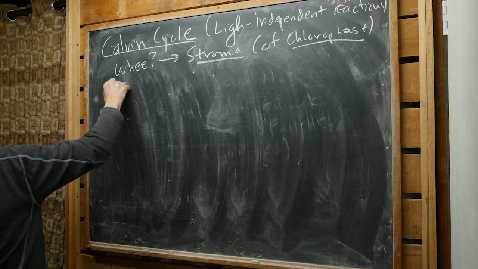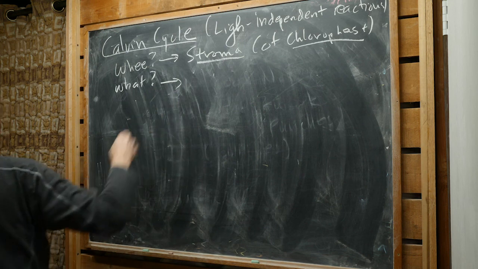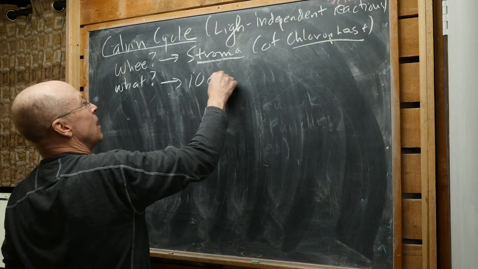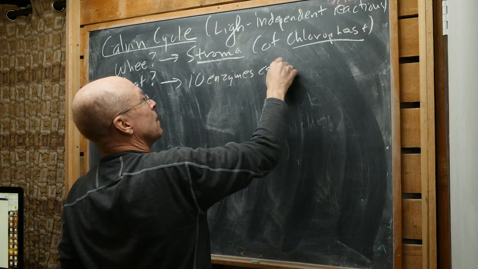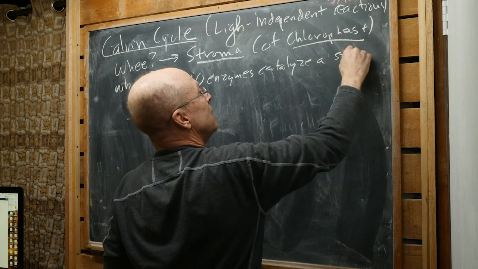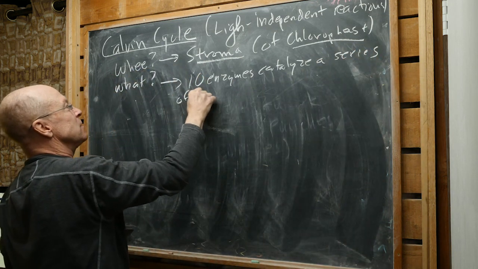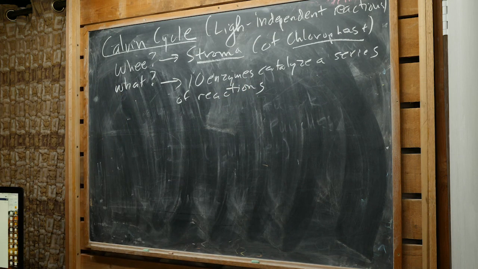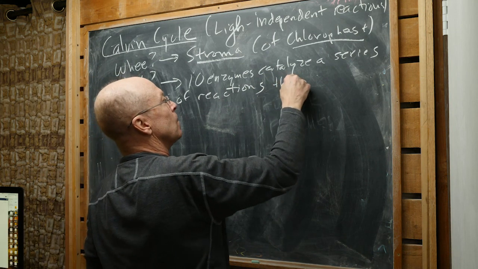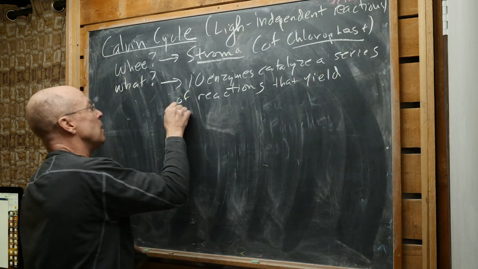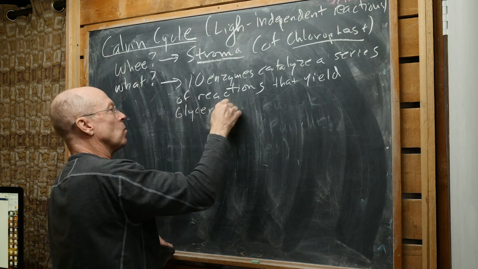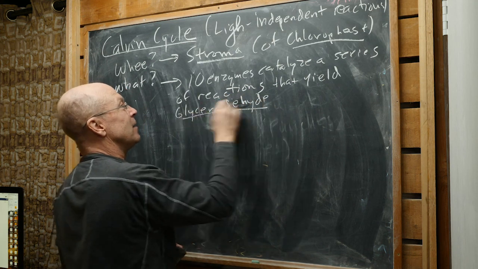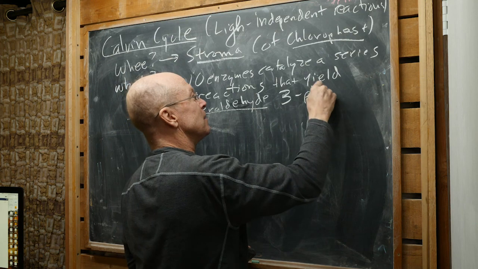And then I guess we should say, what is the Calvin cycle? The Calvin cycle is going to be 10 enzymes that catalyze a series of reactions that yield glyceraldehyde 3-phosphates.